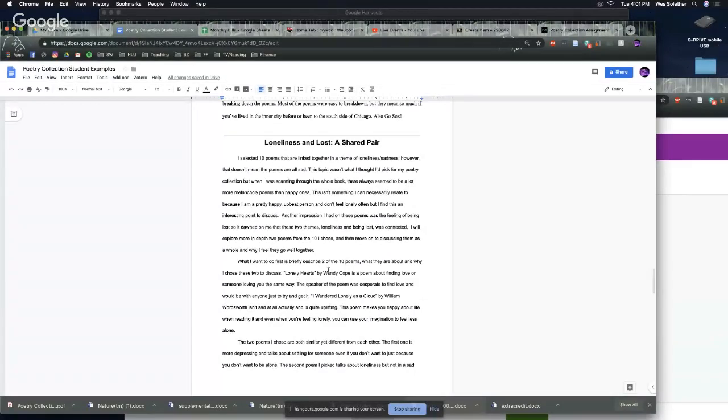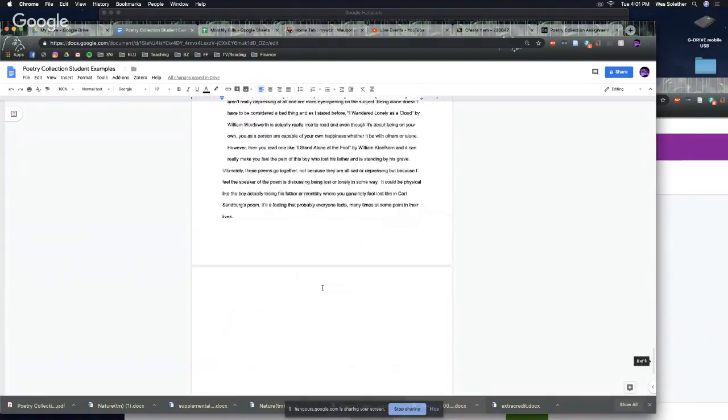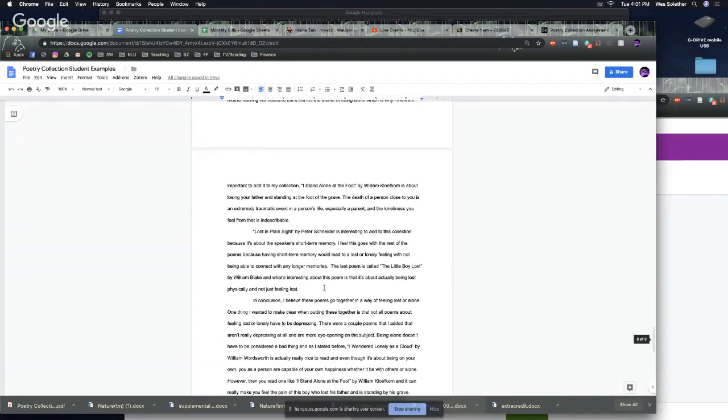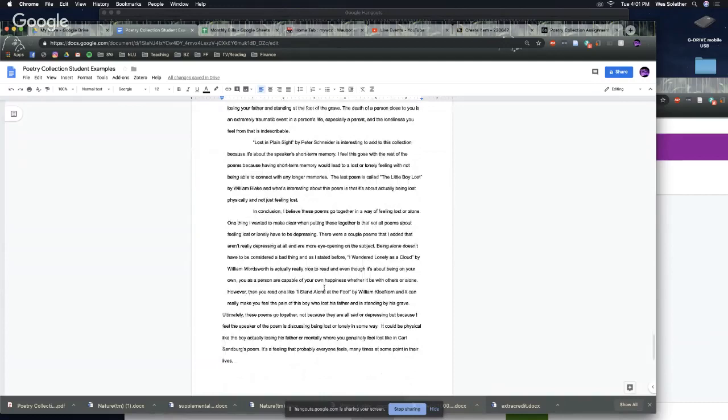I like the idea that she drew into two of the poems and talked about why they fit together. These examples aren't perfect, but I feel like they have a pretty good understanding of what makes a collection a collection.